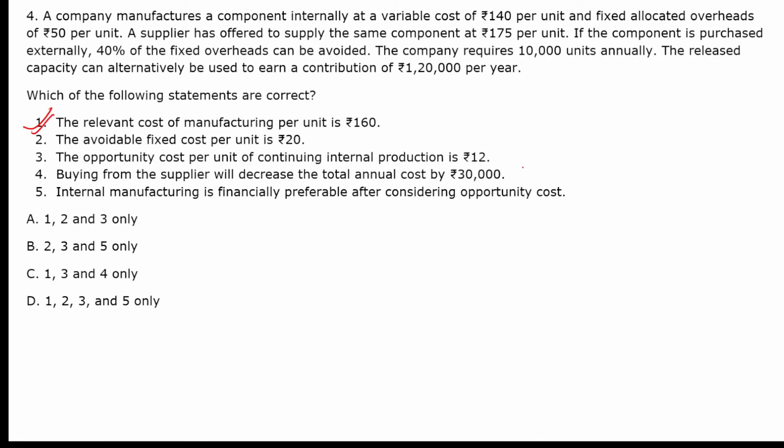How did I find out that 140 is your variable cost? Plus I have to calculate the fixed cost. For fixed cost, it is 50, and they are saying that 40% are avoidable. Avoidable fixed cost is 20. So relevant manufacturing cost is how much? 140 plus 20. So 160 is your answer. So this is correct.